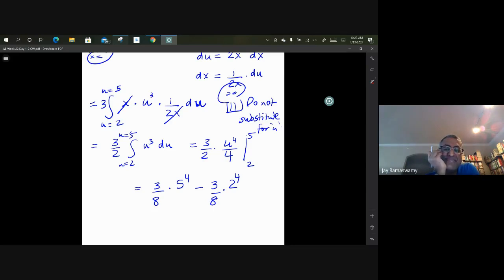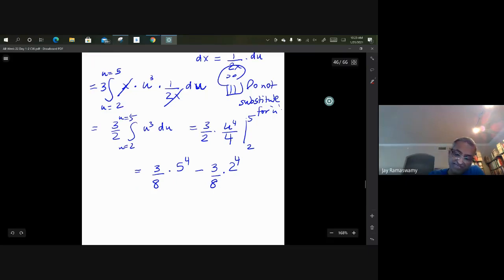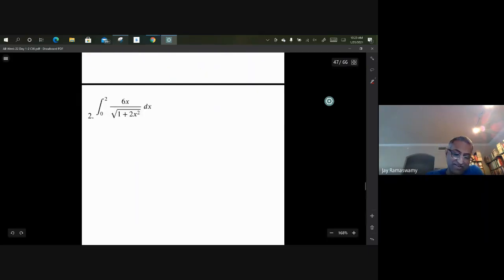Again, you need to understand that for a definite integral, we're going to change the limits of the variable. So we're just plugging in the new limits. We're not doing a back substitution. Just play along. Okay, copy down number 2, please.